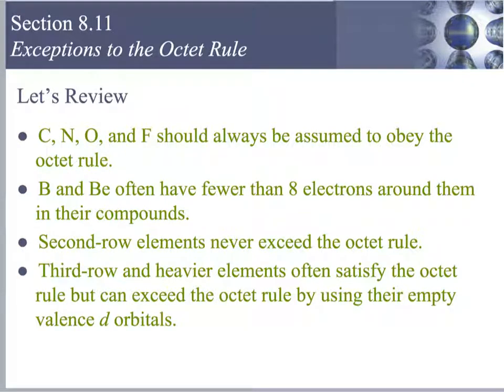So to summarize, carbon, nitrogen, oxygen, and fluorine will always obey the octet rule. Boron and beryllium frequently have fewer than 8 electrons. Second row elements will never exceed the octet rule because they don't have a d orbital available for bonding, but third row and heavier elements will sometimes follow the octet rule, but in other cases can exceed the octet rule by using those d orbitals.